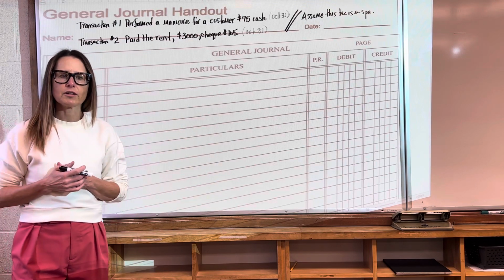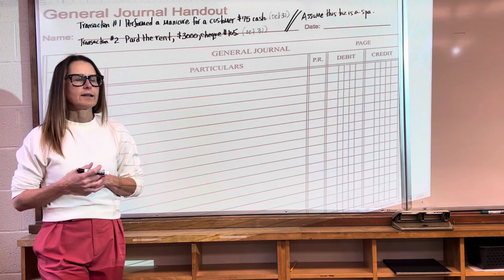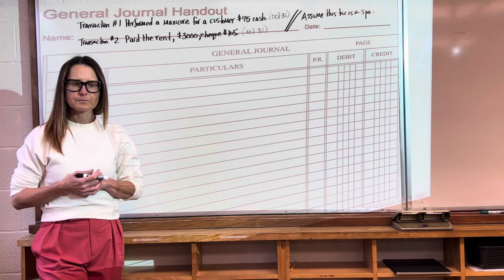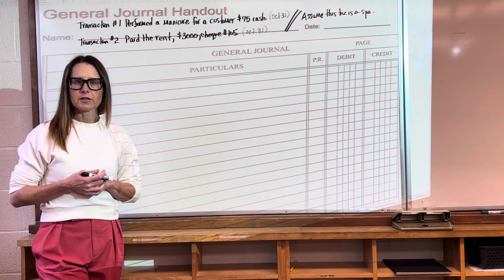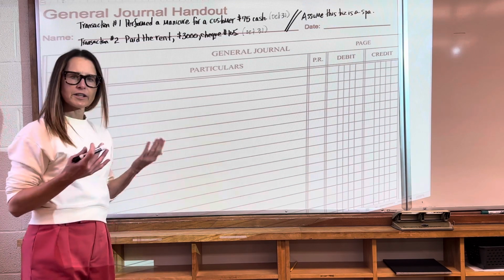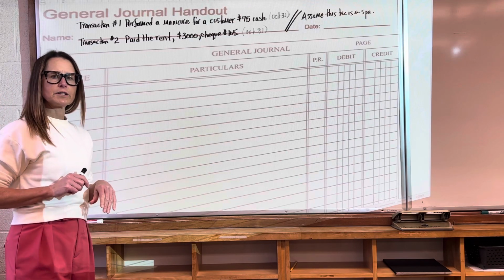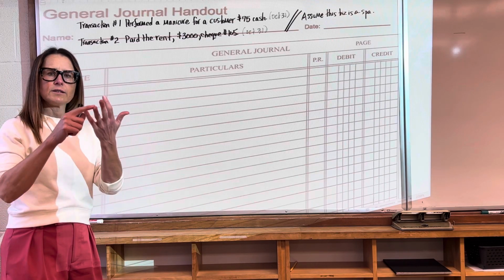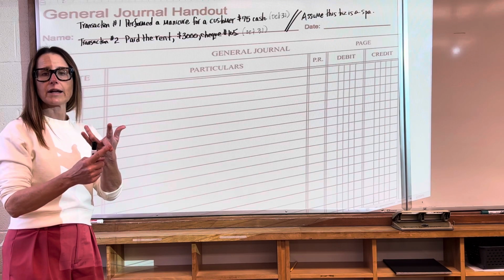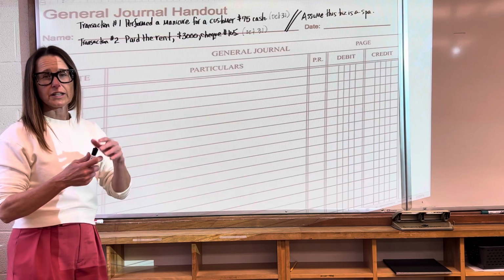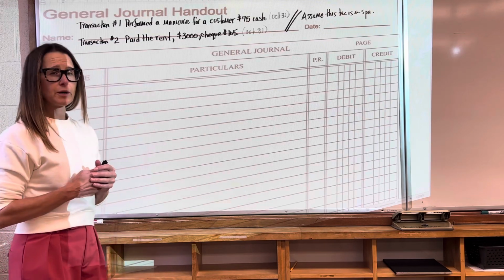So think of the journal as a diary. It is a diary. It lists chronologically the transactions that occur in a business. So it's like a diary for the transactions. There are 4 parts to a journal entry. You need a date, you need a debit, you need a credit, and you need an explanation. And well, you need an amount. And the debits have to equal the credits.